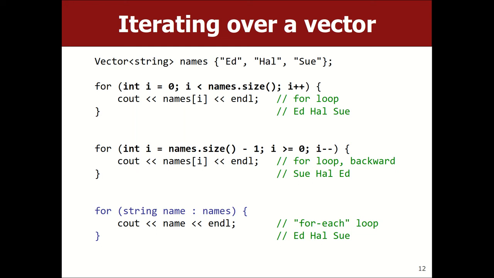If you want to loop backwards over a vector, you can just do that with different boundaries on your loop, right? You start at size minus 1, you go down to 0, you print names I, it'll print the elements in the reverse order. There's also something called a for each loop.